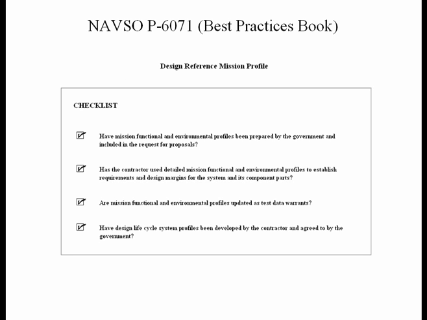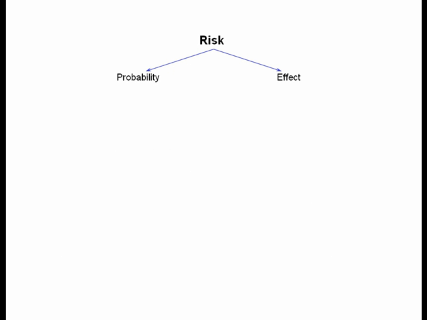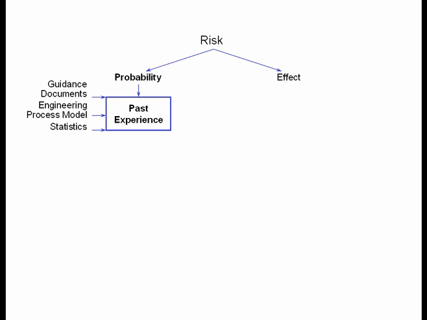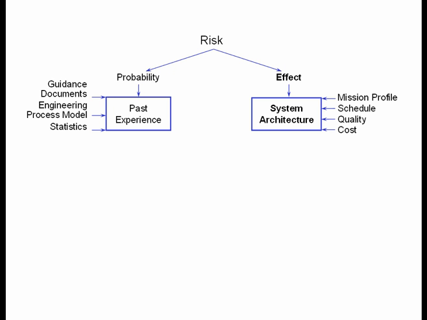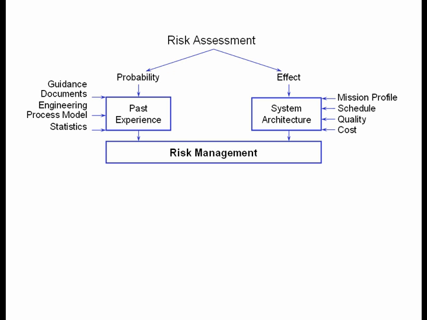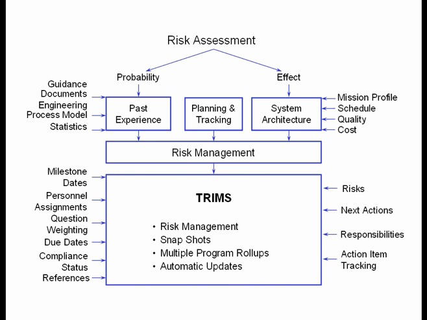TRIMS process-based risk management is based on these checklist questions. Our methodology begins with the understanding that risk is a function of probability and effect. Probability is a function of past experience, and effect is a function of system architecture. The process of evaluating these on a program is called risk assessment. To actually do risk management, you have to add mitigation planning and tracking of the actions against your risks. The TRIMS tool can perform all of these functions, plus it has a few other workload reduction features.